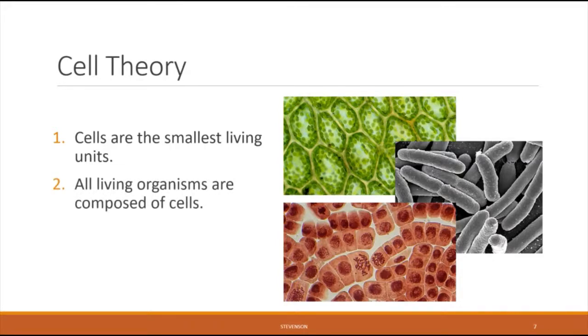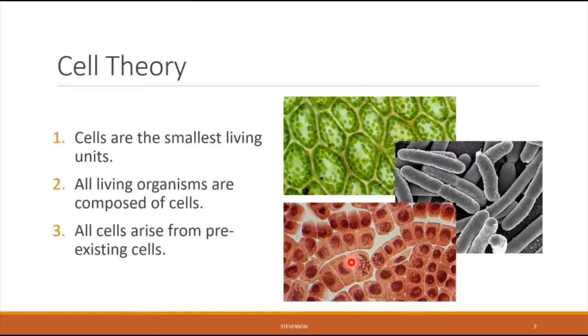Number 2, all living organisms are composed of cells. So everything that we have recognized in the world that qualifies as being alive is composed of cells. And then last but not least, all cells arise from pre-existing cells. This is something we'll talk more about later, how cells are formed. They are essentially born out of existing cells, and we'll talk about those processes later.